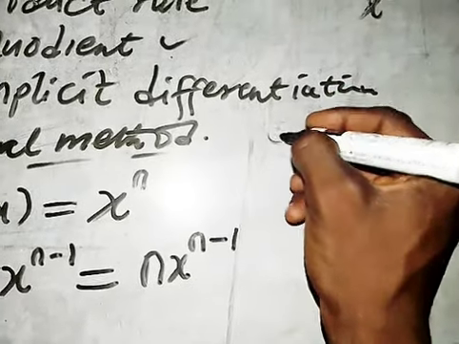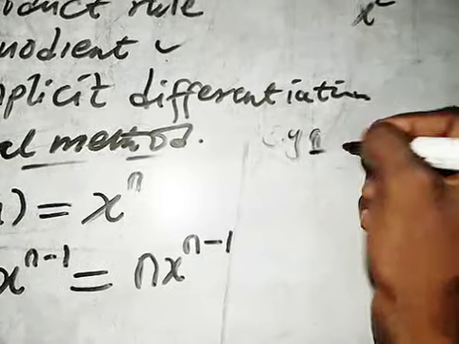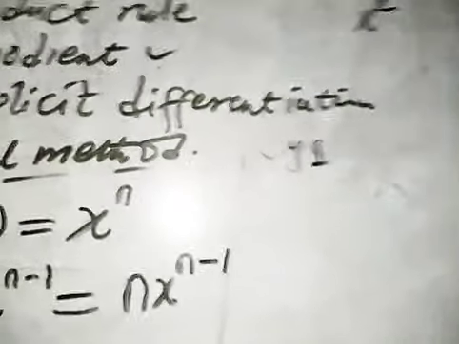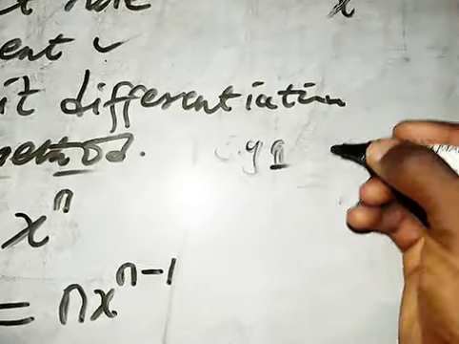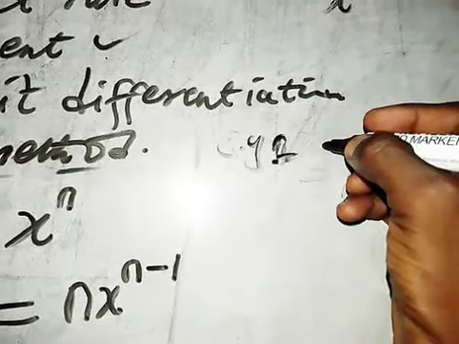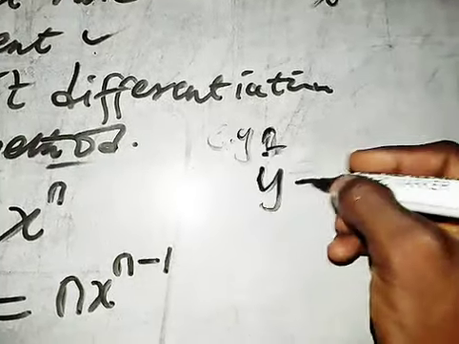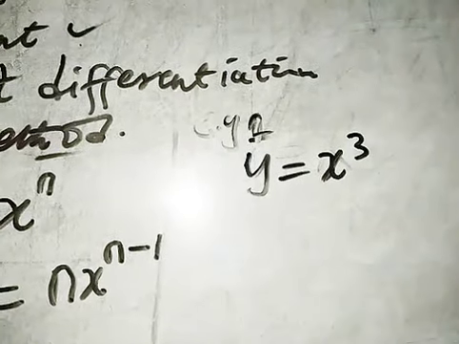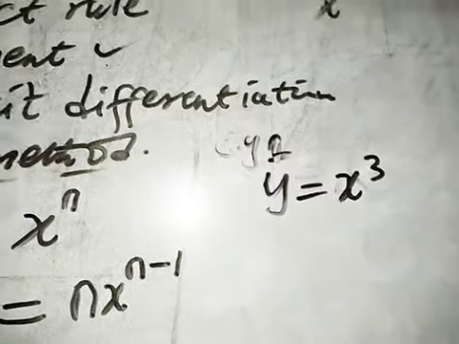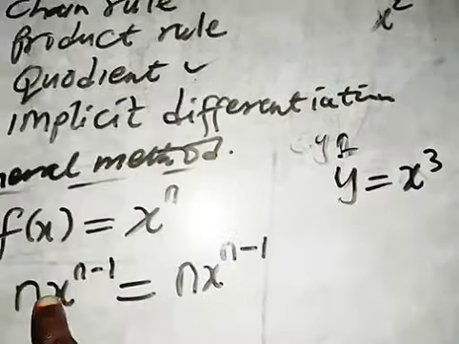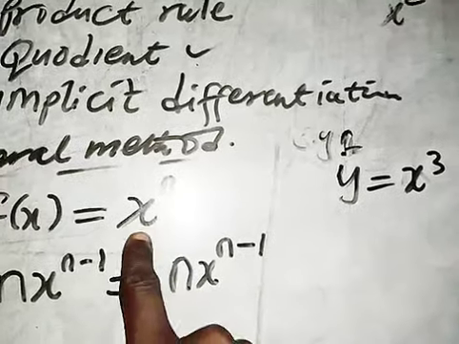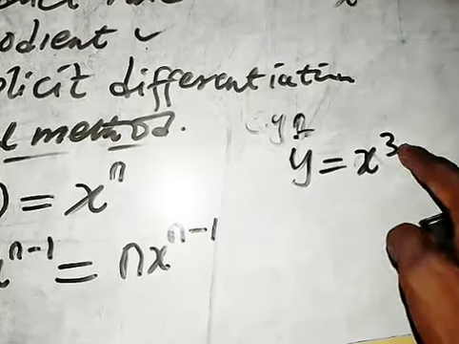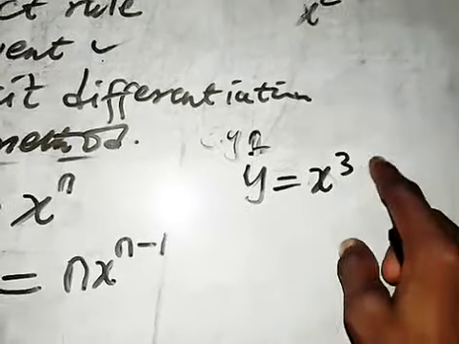Example 1. Sorry, the ink is just affecting. Now, if you are given this example 1, you are given that y is equal to x cubed. Now, what do you observe in that equation? Remember, I said that the formula for this is y is equal to x power n. And this is the equation given: y equal to x power 3. That is x cubed. If you don't call it power 3, call it x cubed.